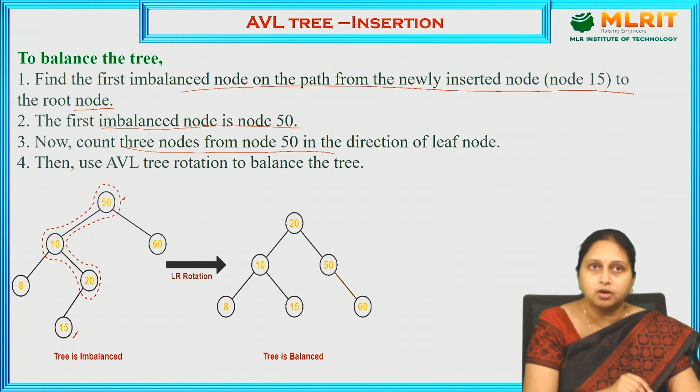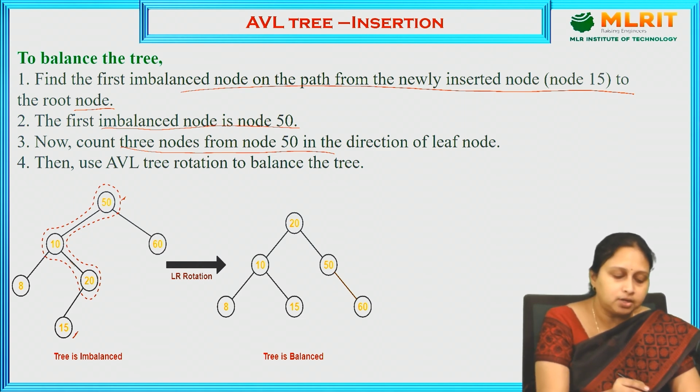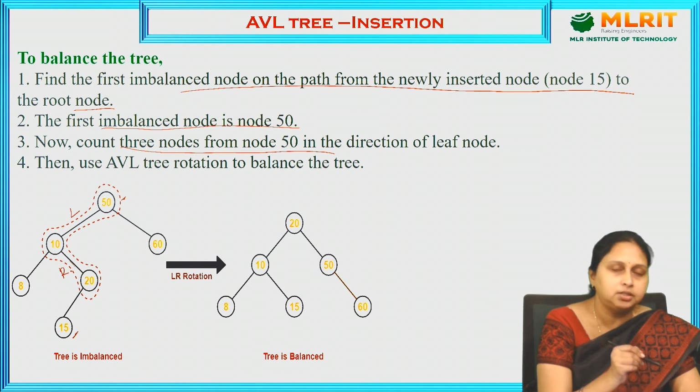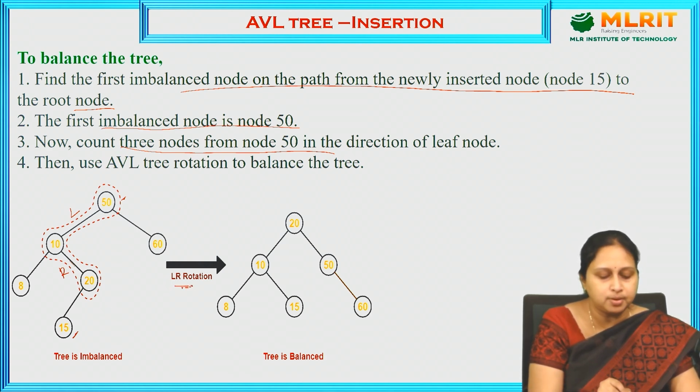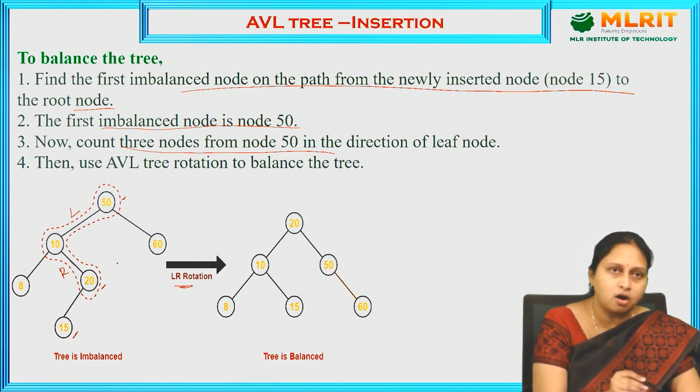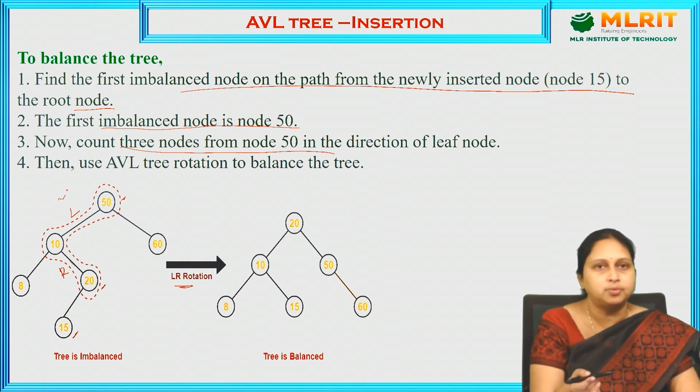What rotation are we going to do? Here, because of LR, this is imbalanced. LR, this is imbalanced. That's why we need to perform this rotation. What rotation? We need to perform LR rotation. That means on R, first we need to perform the left rotation, and on L we need to perform the right rotation.